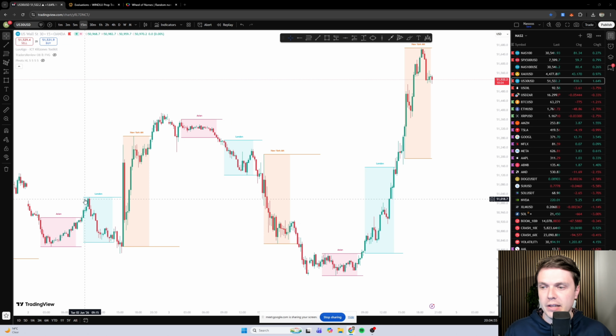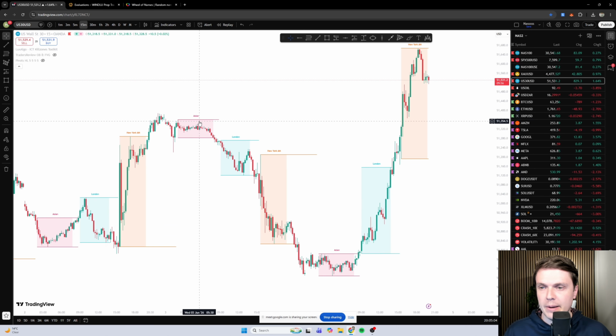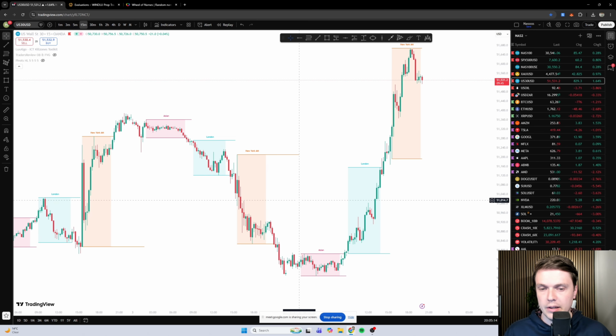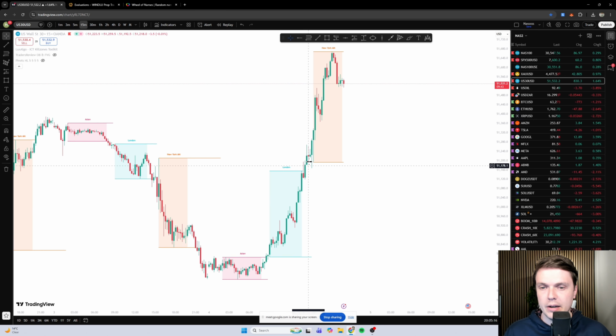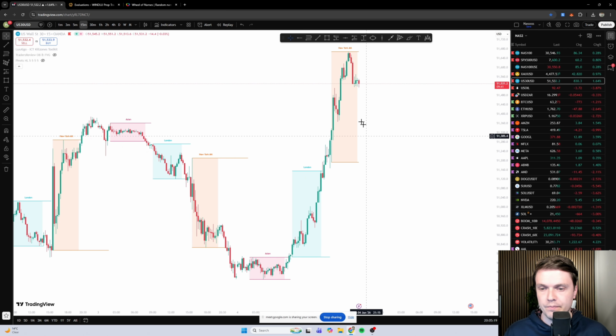So you can see Asia, then London is obviously moving higher, like you can see over here. And then New York went up for a buy. The same with this one. Asia went down, broke through the lower side, London also down, and then New York to the downside. And the same with today: Asia up, London up, New York up. So you can see that.